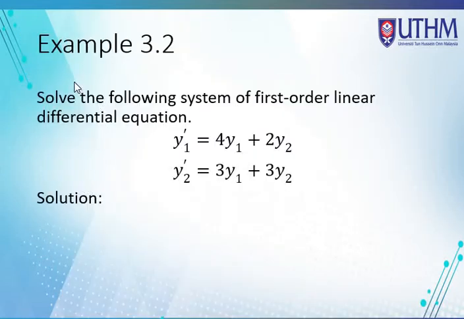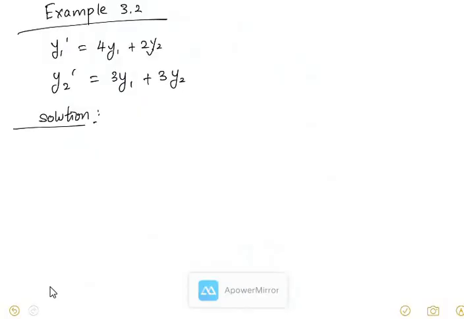Now we go straight to example 3.2 to see how to solve the system of first order linear differential equations, where y1 prime equals 4y1 plus 2y2 and y2 prime equals 3y1 plus 3y2. In order to solve this question, we can strictly follow the procedure given, as I mentioned to you just now. So step 1 is to write in the matrix form of y prime equal to Ay.